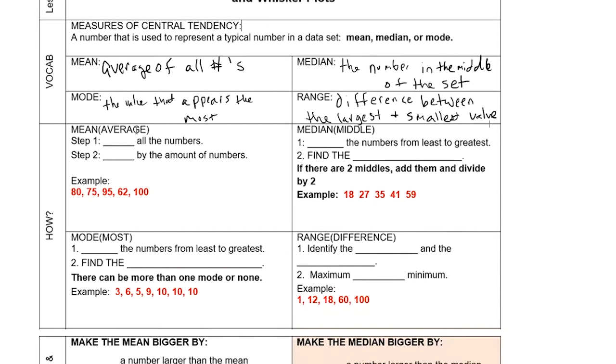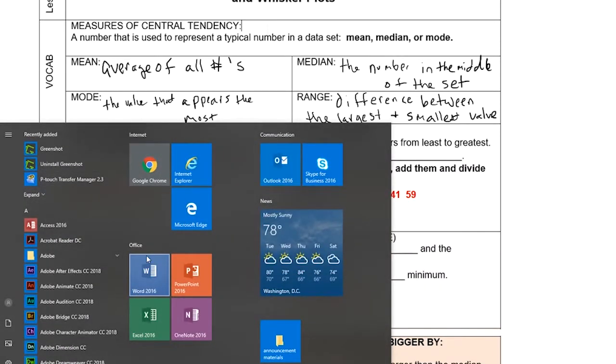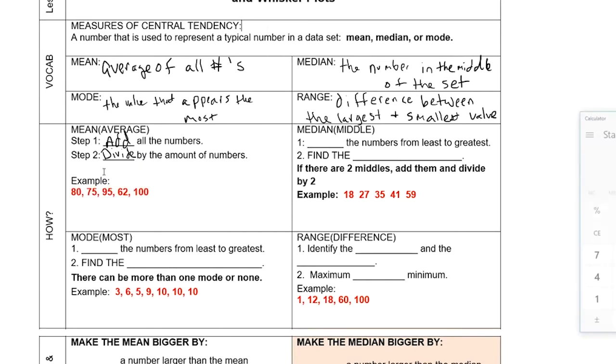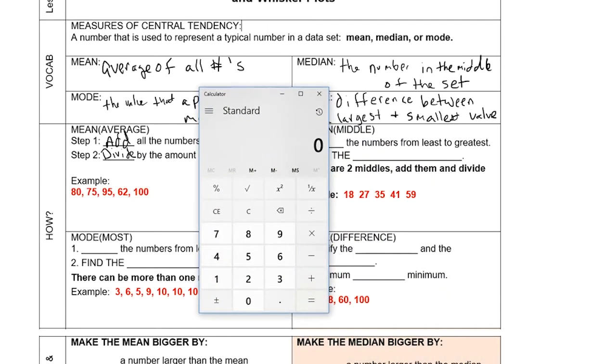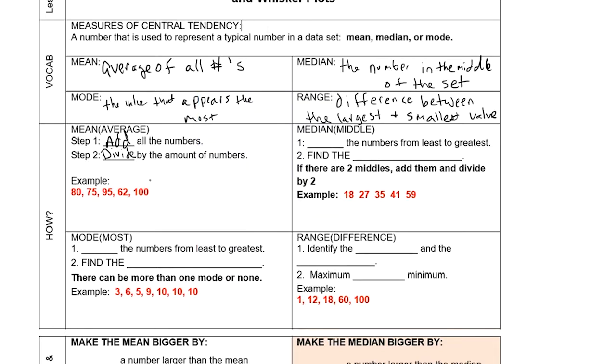So let's find the mean or the average. So the mean, step 1, is to add all the numbers. And step 2 is divide by the amount of numbers. So let's go ahead and do that. Let me pull up my calculator. Okay, so we're going to take 80 plus 75 plus 95 plus 62 plus 100. So the sum, that's step 1, equals 412.